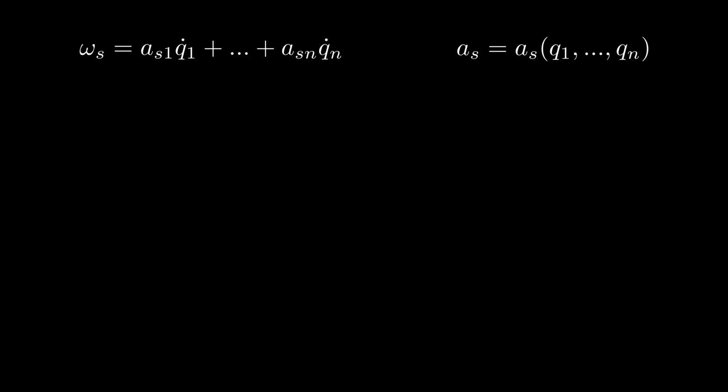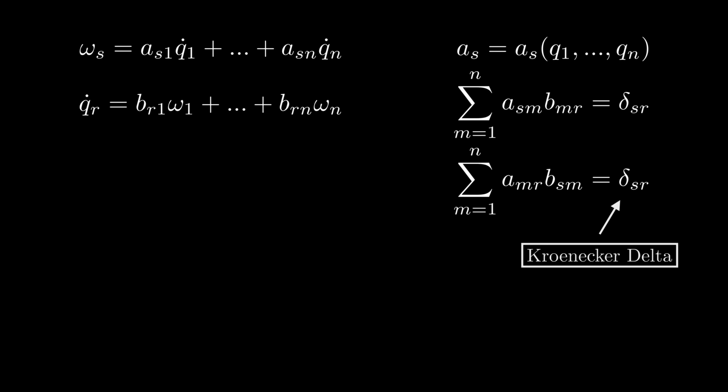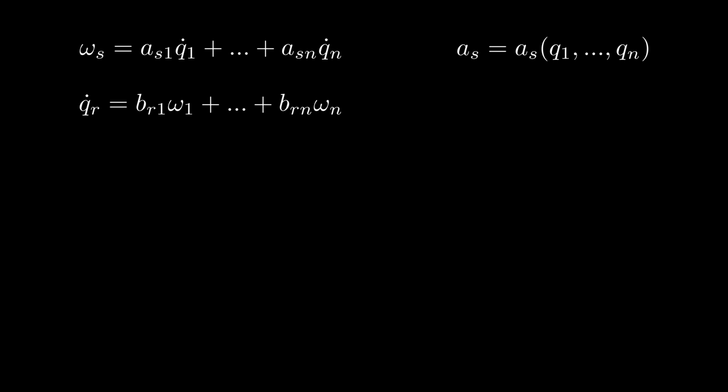We can also write each component of the generalized velocities as a linear form of the pseudo-velocities. The A's and B's can be thought of as matrices that are related by these sums, where the right side is a Kronecker delta. Well, what about pseudo-coordinates? While pseudo-velocities aren't always integrable, we can define the differential of a pseudo-coordinate as a linear combination of generalized coordinates. The time derivative of a pseudo-coordinate corresponds to a pseudo-velocity.